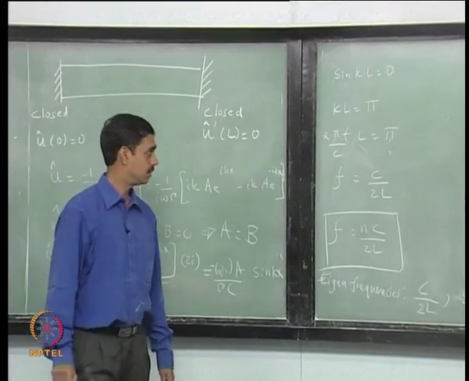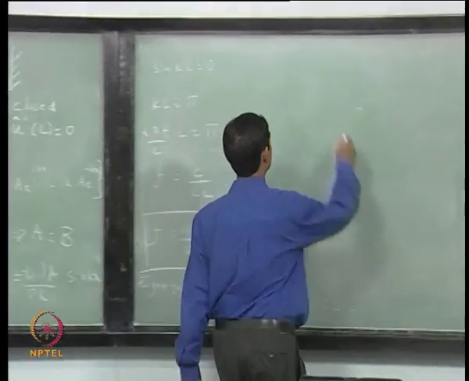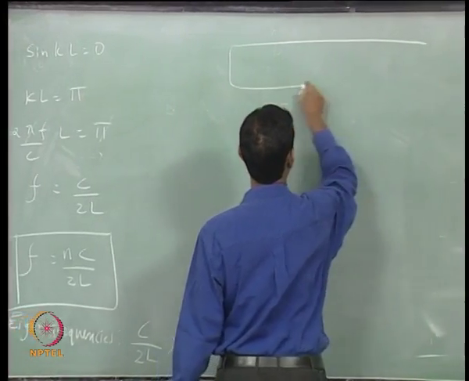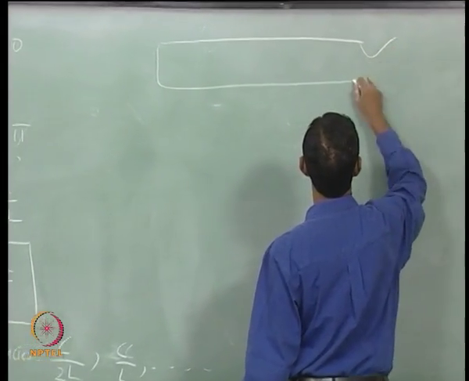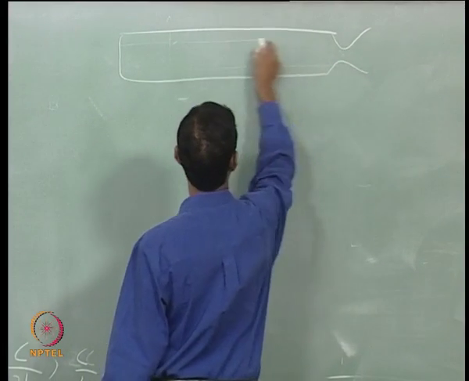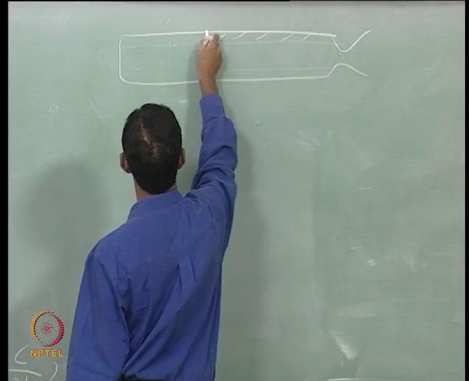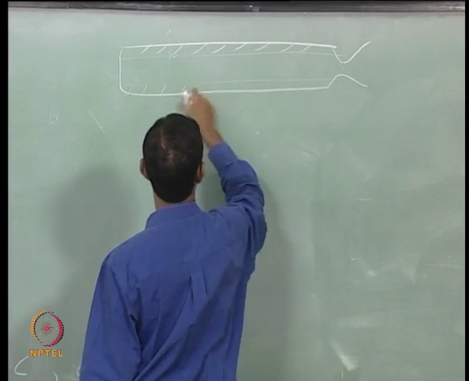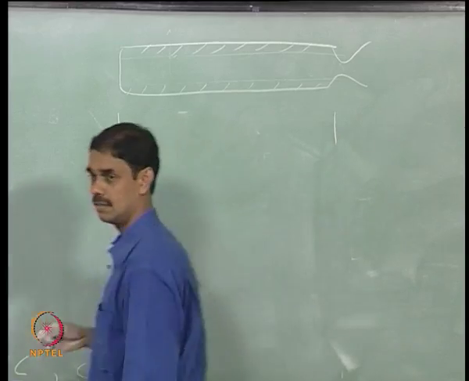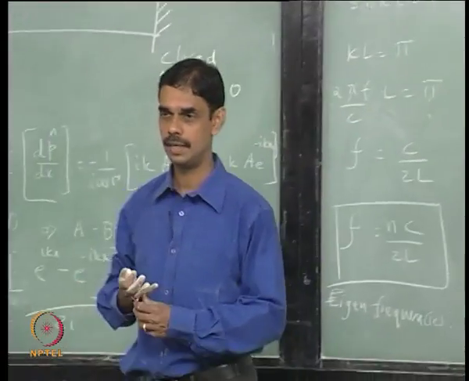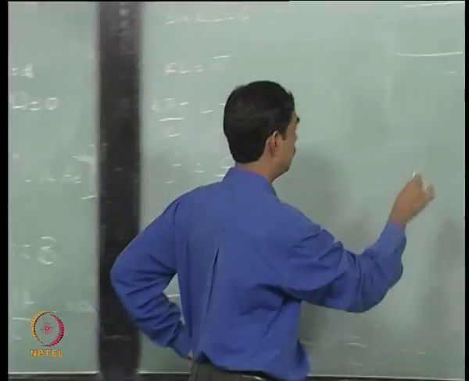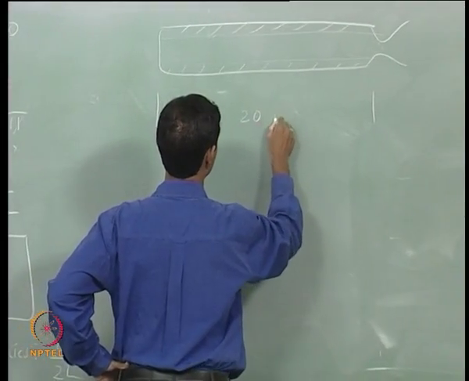So let us try to work out a problem. Consider a solid rocket motor like a booster. Let us think about the PSLV. The typical length of the PS1 motor is of the order of 20 meters approximately. So let us take a round number, 20 meters long.